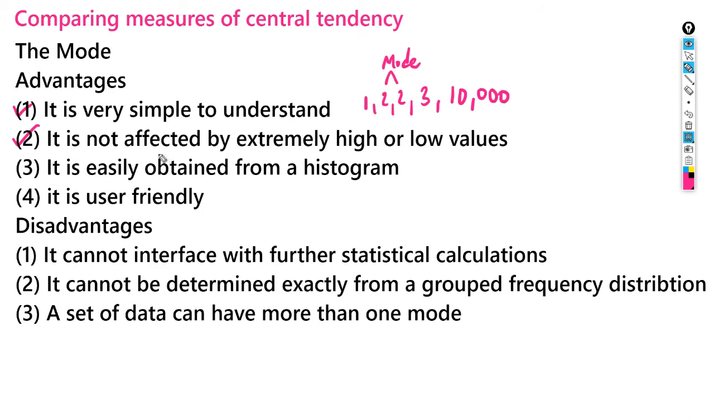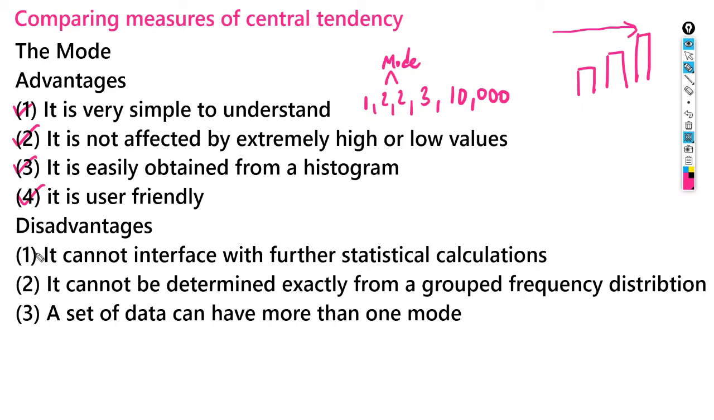So it's not affected by extremely high or low values, and it is easily obtained from a histogram, and that's really true. Usually when you have a histogram, you have the bars of how high everything is, so all you have to do is just choose the highest one with the highest frequency, and you'll find it easily. And it is user friendly, and that's very true. You can use it for many different things in order to find whatever you may need to find.